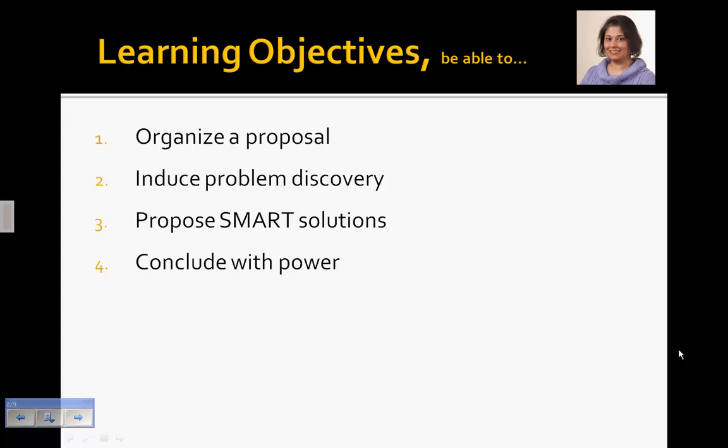For today's video, our learning objectives are to: 1. Be able to organize a proposal into specific sections, 2. Induce problem discovery in the problem statement, propose smart solutions, and to conclude your proposal with power.